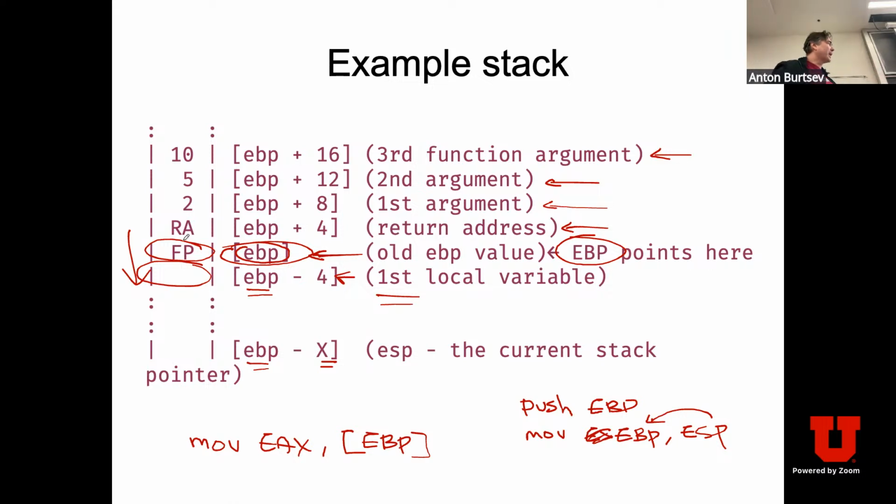What's the use case for this? Obviously, this is extremely rare. The use case for EBP minus, for example, 4 will be accessing a local variable, right? EBP plus 8, accessing arguments. In typical code, you will not change EBP.